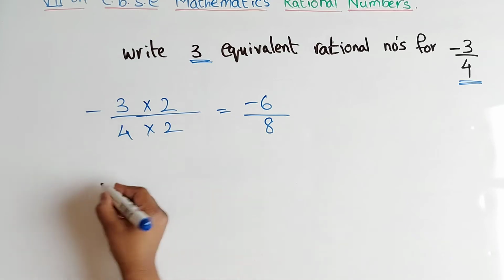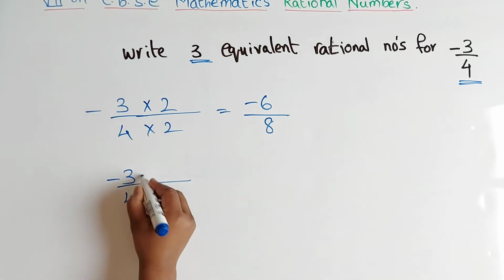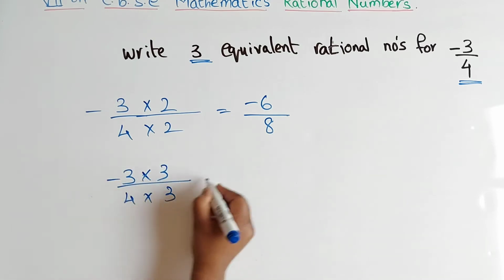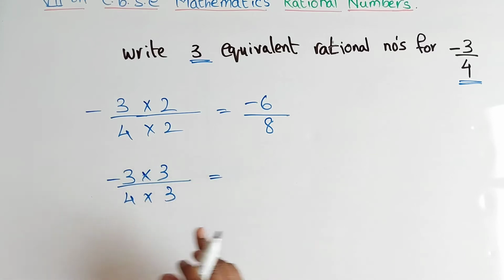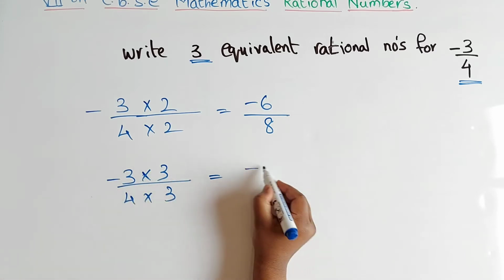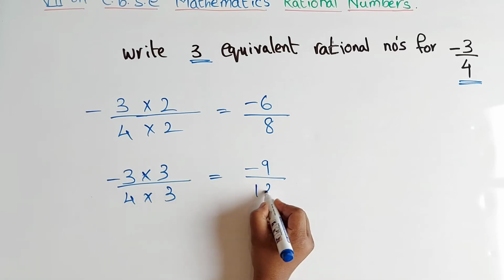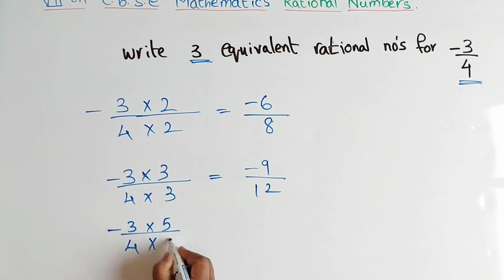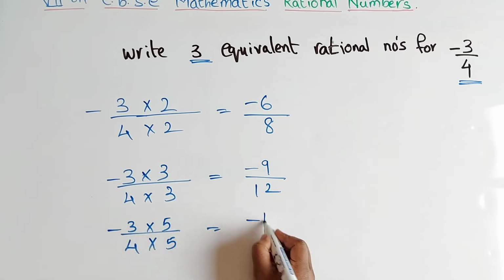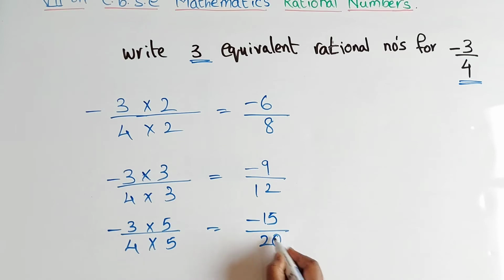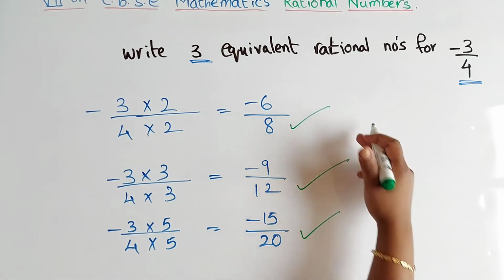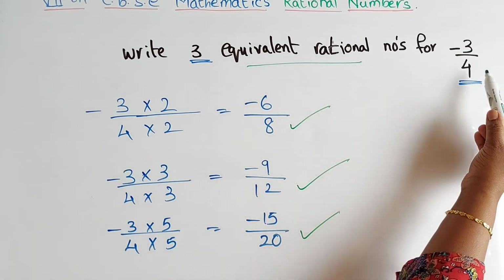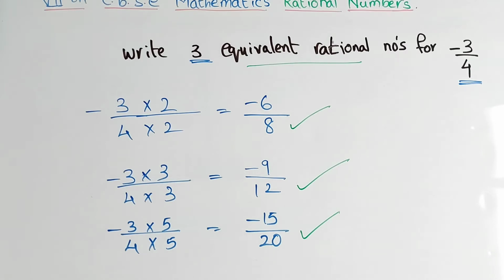This is 1 and we'll do one more. Into 3 here. Any number you can take but it should not be 0. Minus 3 into 3, minus 9. 4 into 3, 12. Here I am taking 5. Minus 3 into 5, minus 15. 4 into 5, 20. Now see here. Minus 6 by 8, minus 9 by 12 and minus 15 by 20 are equivalent rational numbers for minus 3 by 4, children.